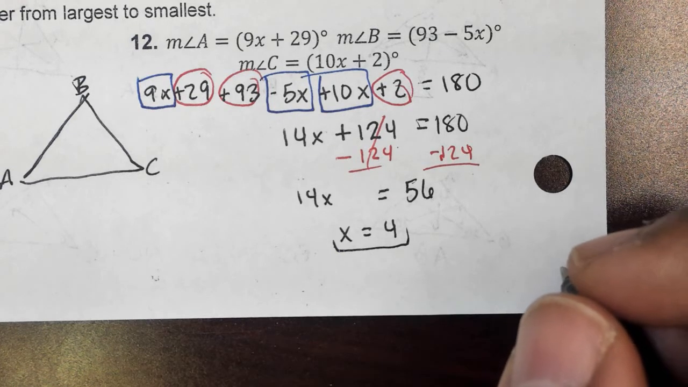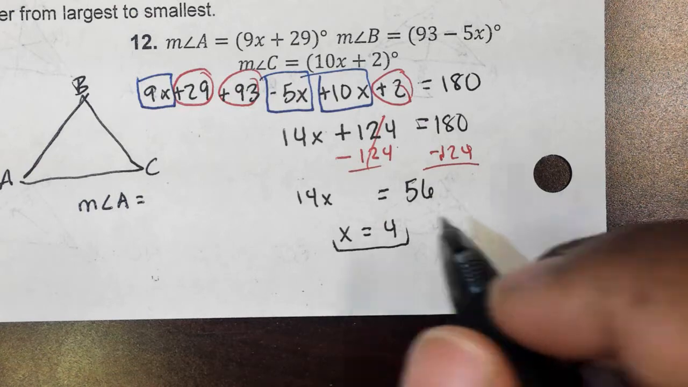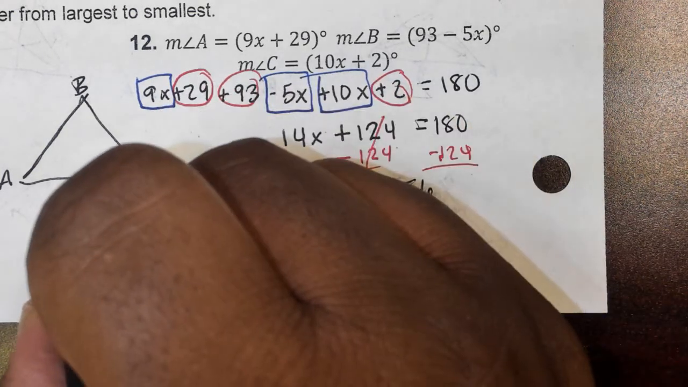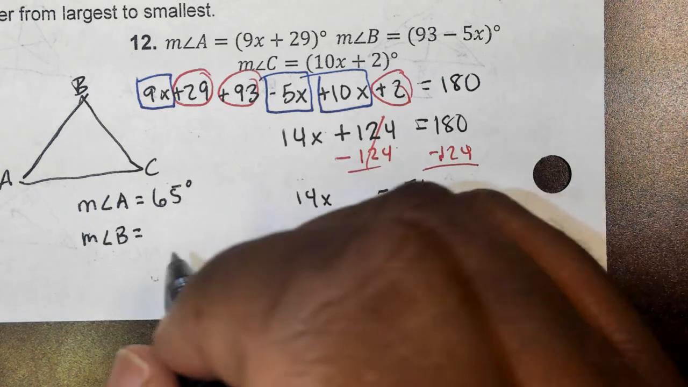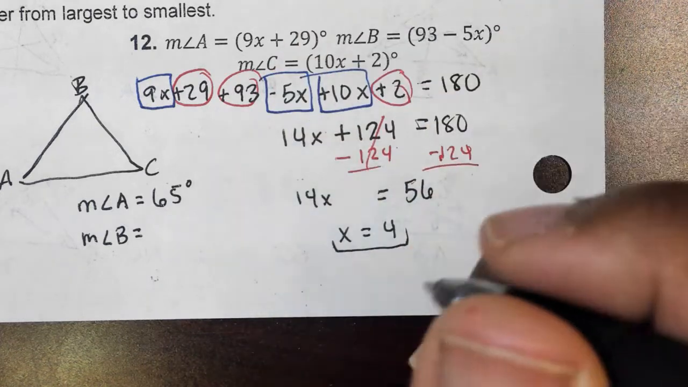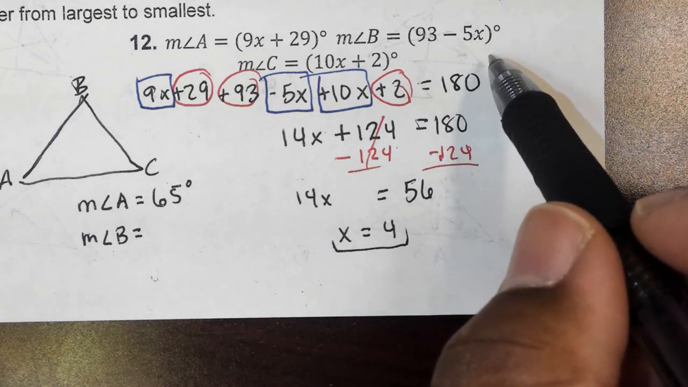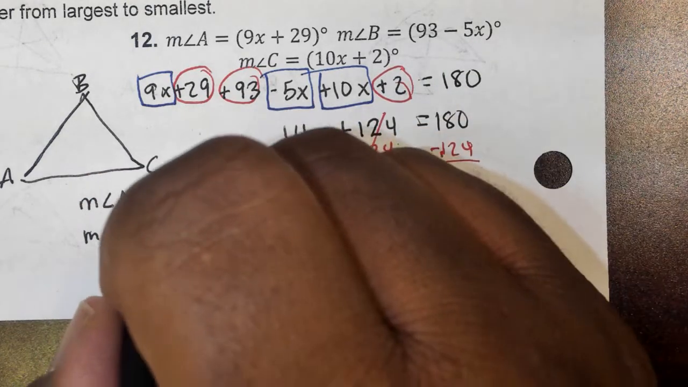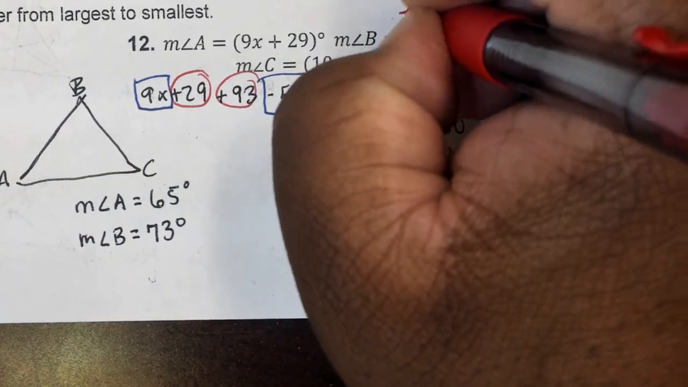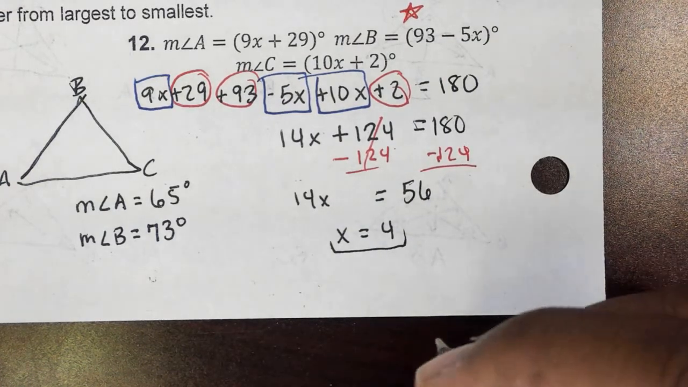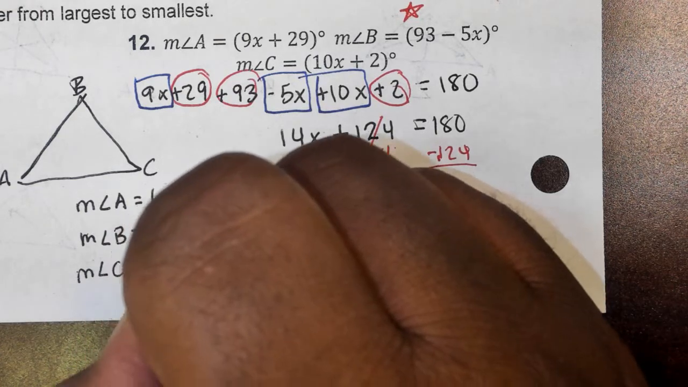Obviously, we want to find our angles. Measure of angle A is going to be 65 when you plug in. Measure of angle B. Make sure you do order of operations, especially on B. Got to do the multiplication first. 5 times 4 is 20, 93 minus 20, 73 degrees. That's the one y'all got to pay attention to. Some of y'all forget about the order of operations. Multiplication before subtraction. And the last one is 42. So those are your three angles.